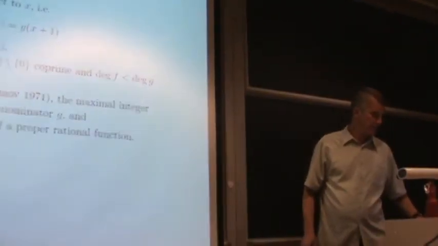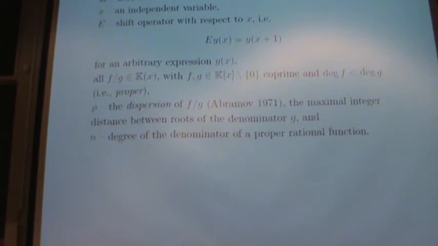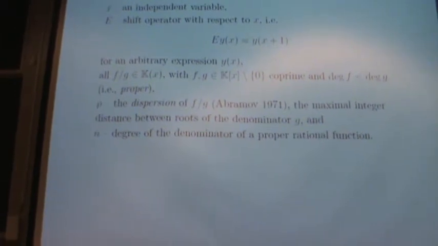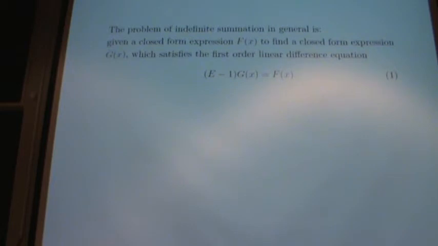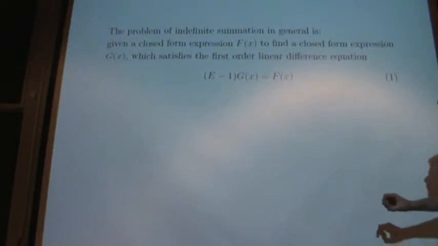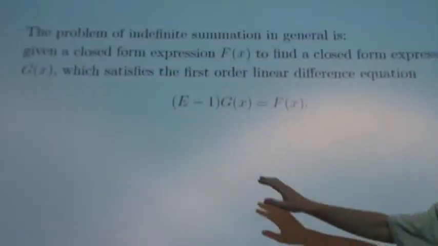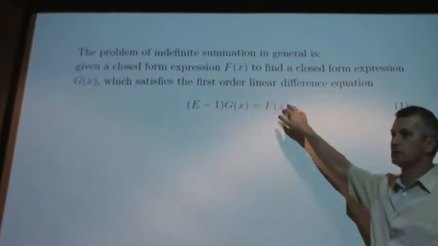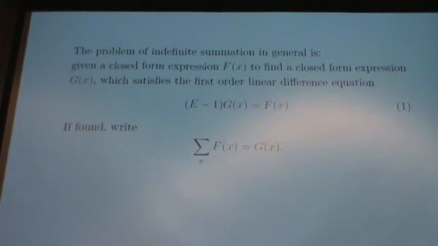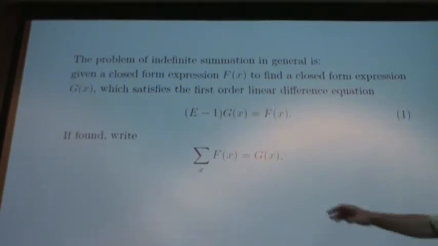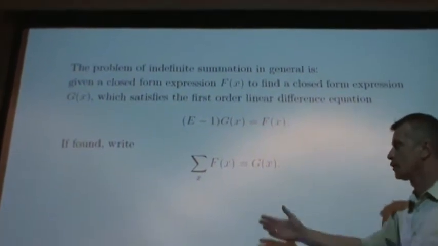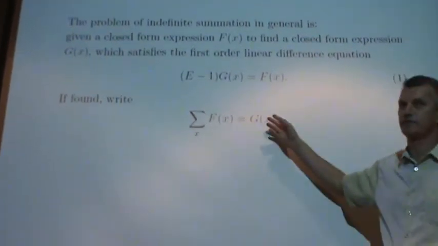That's what we are going to see and touch. Here, n all over the place is the degree of the denominator of a proper rational function. The problem of indefinite summation in general is: given a closed form expression, we do not specify what class the expression comes from, find a closed form expression g such that if we take the first difference of g, we get f. That's the definition. If g of x is found, that solves this first order recurrence, then we write the indefinite sum of f is equal to g.